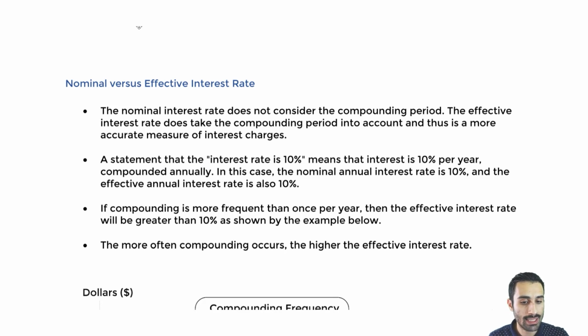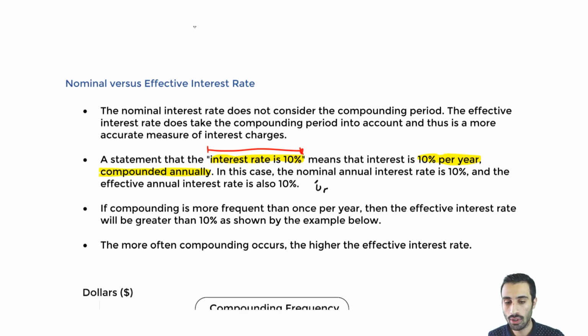Now, if a statement says it's an interest rate of 10%, what does that mean? Interest rate of 10%, what do we mean by that? What this means is it's going to be 10% per year, and it's going to be compounded annually. Even though it doesn't specifically say compounded annually, it just says interest rate of 10%, you want to always assume that it's just 10% per year compounded annually. In fact, it's just a nominal rate of 10%. So we know in this case that the nominal annual interest rate is 10%, and the effective annual interest rate is 10%. So what this means is they're both the same.